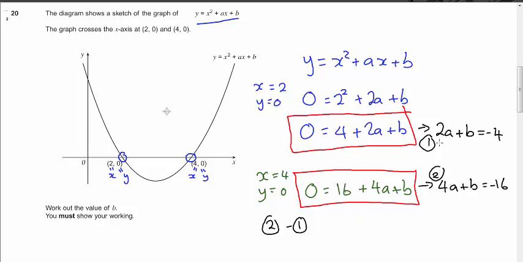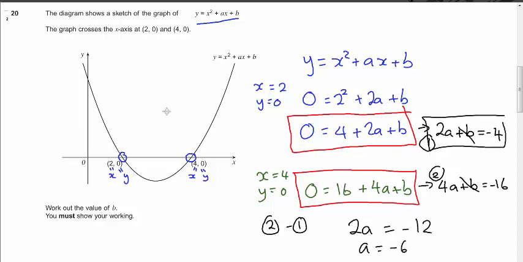Can you see 4a minus 2a is going to give you 2a. The b's will cancel. And then you're going to get minus 16 minus minus 4, so that'll give you minus 12. So you find out that a is minus 6. Now all you've got to do is shove it back into one of these formulas. It doesn't matter which one. So 2a gives you minus 12, plus b equals minus 4. Add 12 to each side, and you get b equals 8. Okay? So there you go.